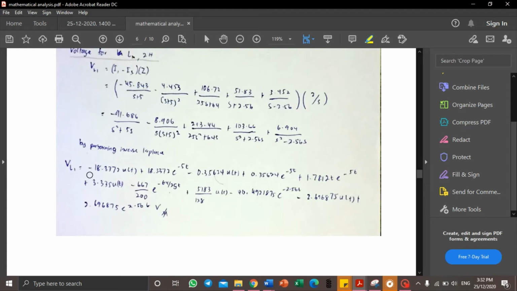So the final answer for VL1 is equal to negative 18.3372 ut plus 18.3372 exponential of negative 5t minus 0.35624 ut plus 0.35624 exponential negative 5t plus 1.7812t exponential of negative 5t plus 3.335 ut minus 667 over 200 exponential of negative 64 over 25t plus 5183 divided by 128 ut minus 40.492185 exponential of negative 2.56t minus 2.696875 ut plus 2.696875 exponential of 2.5t volt. That's the answer for VL1.